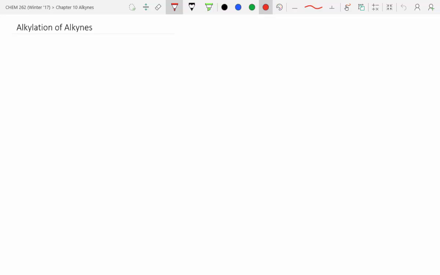So the last reaction for chapter 10 is about alkylating alkynes. We've seen a few different techniques for removing carbons off of molecules, right? The main one was ozonolysis, where we can cleave double bonds or triple bonds and remove a carbon group. With alkylation, we're essentially doing the opposite. We're trying to add carbons on. So let's make a note of this.